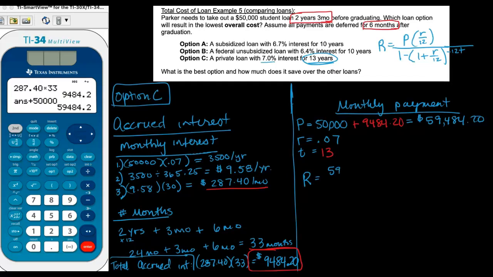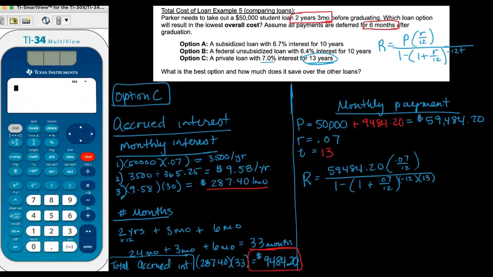So my principal, $59,484.20 times my rate over 12, divided by 1 minus 1 plus my rate over 12 to the negative 12 times t power. So my t is 13 there. And so I'm just going to plug that all in. So the last time I did it separately, this time I'm going to use my N over D button. So 59,484.20 times, and again, if you don't have the N over D button, just do 0.07 divided by 12. And you'll get the same answer.